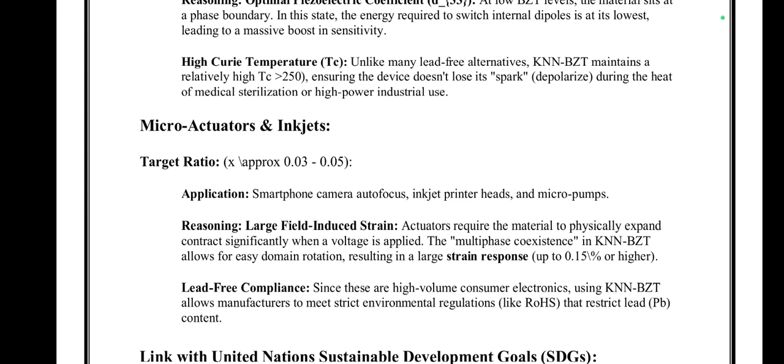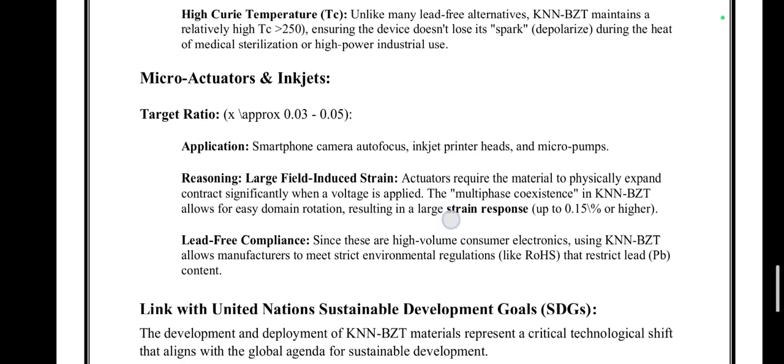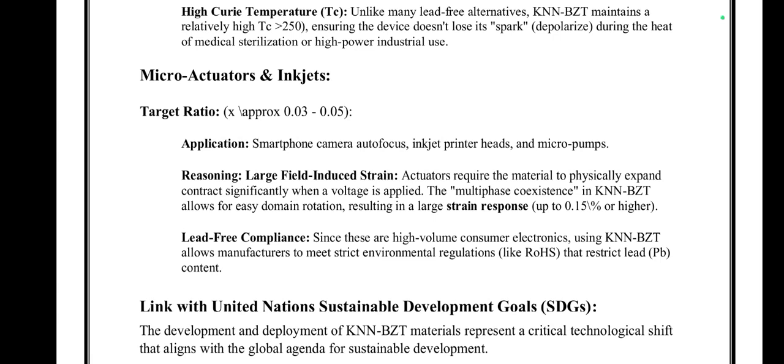In microactuators and inkjets, such as smartphone camera autofocus, inkjet printer heads, and micropumps, KNN-BCT material uses large field-induced strain, and lead-free compliance is the reasoning for the application of KNN-BCT material in microactuators and inkjets.